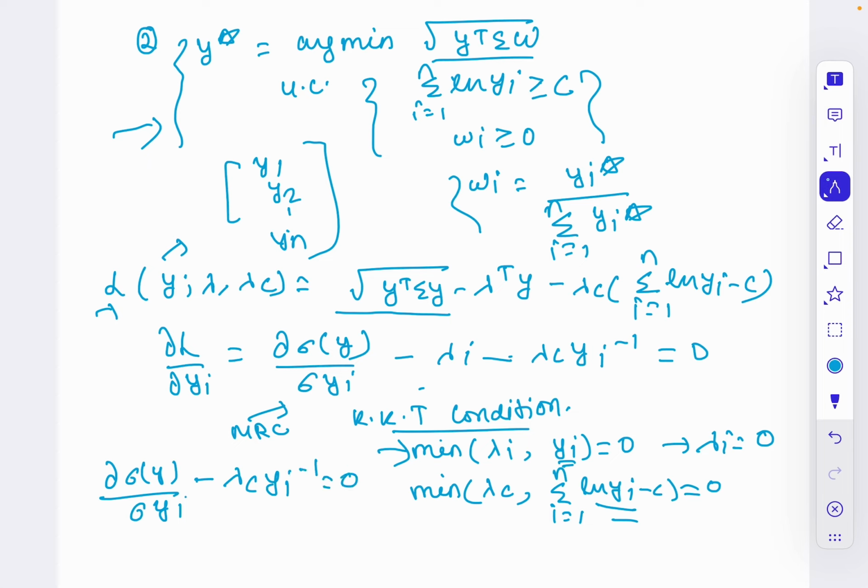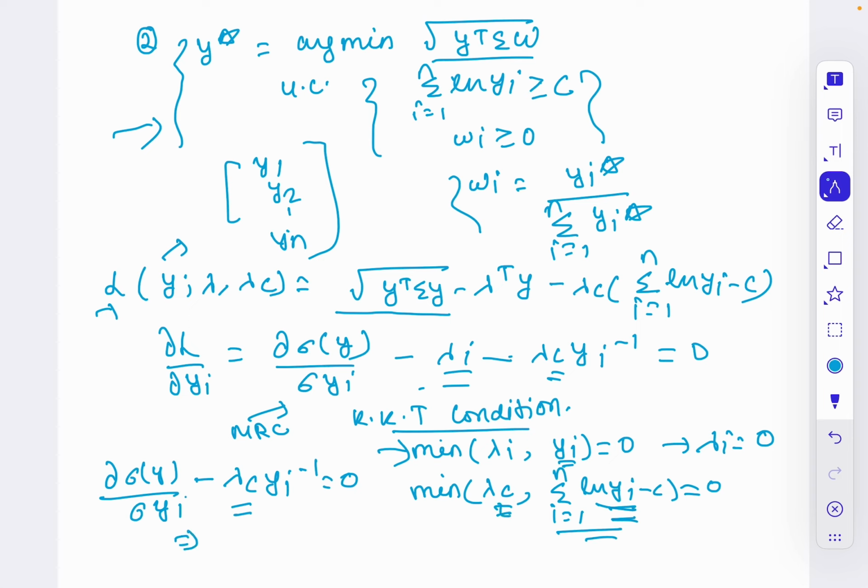Now if lambda c also becomes 0, then for all values of lambda i and lambda c, because lambda i is also 0 and lambda c is also 0, the only possible solution that you get is when all the y are 0. So this is not a possible case, right? That is why lambda c cannot be 0, this term would be 0. Okay, so from here lambda c cannot be 0, right? So lambda c is not 0.